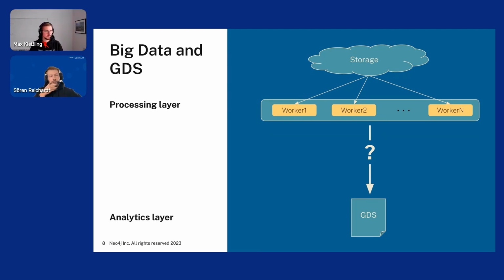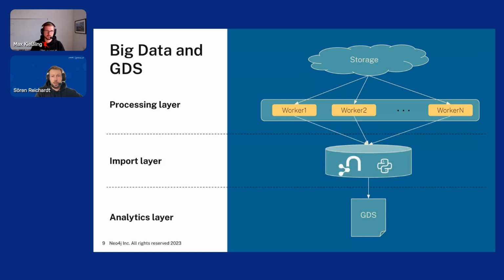But in the end, what we want to achieve is to get this data out of the storage and project an in-memory graph, because we think that GDS is a great tool for exactly the analysis that those companies want to achieve. But how do we get there? So today there is actually a way to achieve this by slight detours.